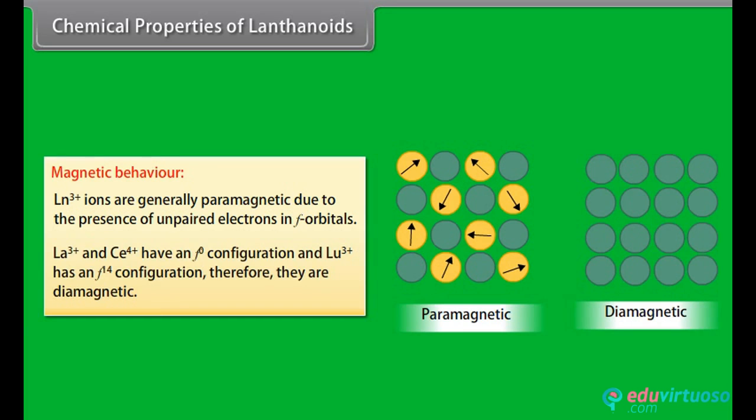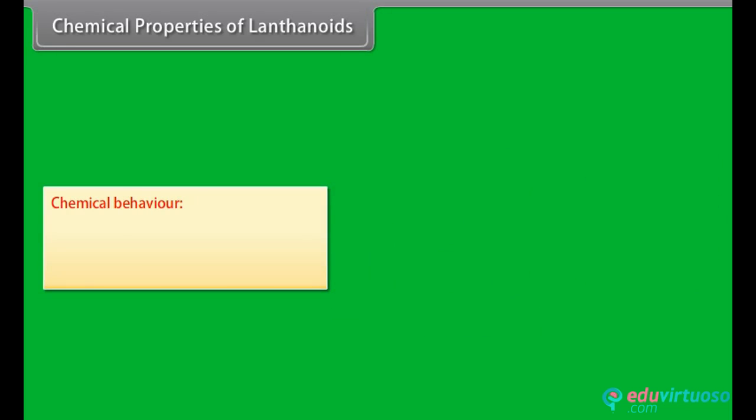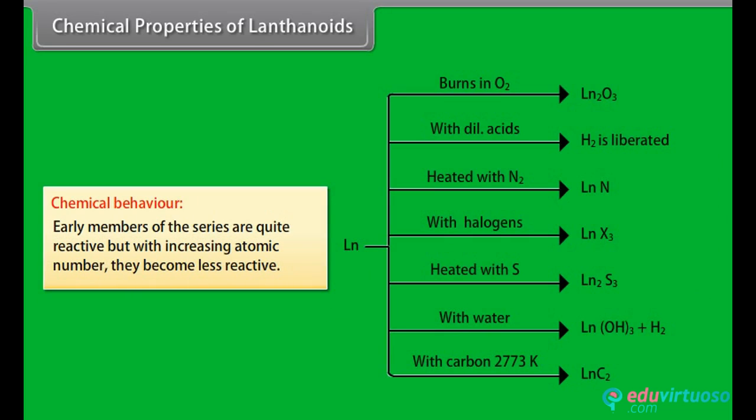La3+ and Ce4+ have an f0 configuration and Lu3+ has an f14 configuration, therefore they are diamagnetic. Chemical behavior: early members of the series are quite reactive, similar to calcium, but with increasing atomic number they behave more like aluminium. Lanthanoid contraction.